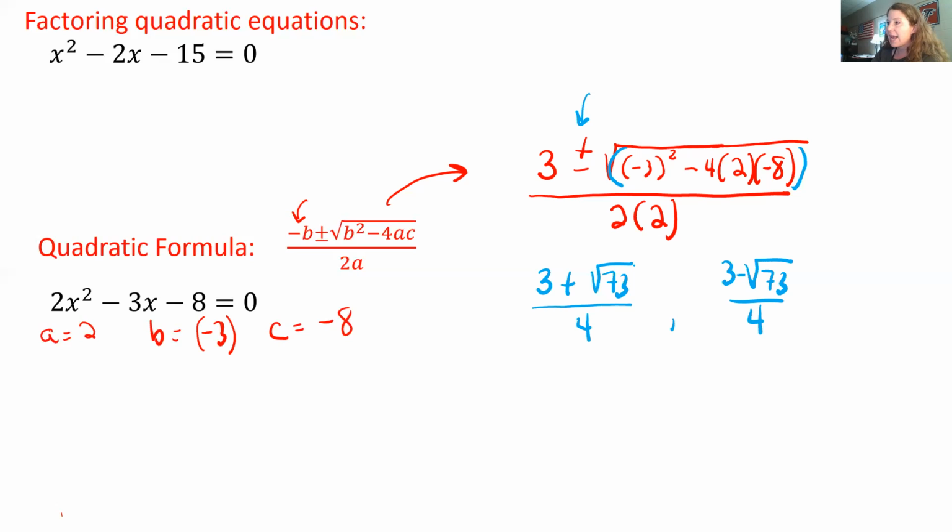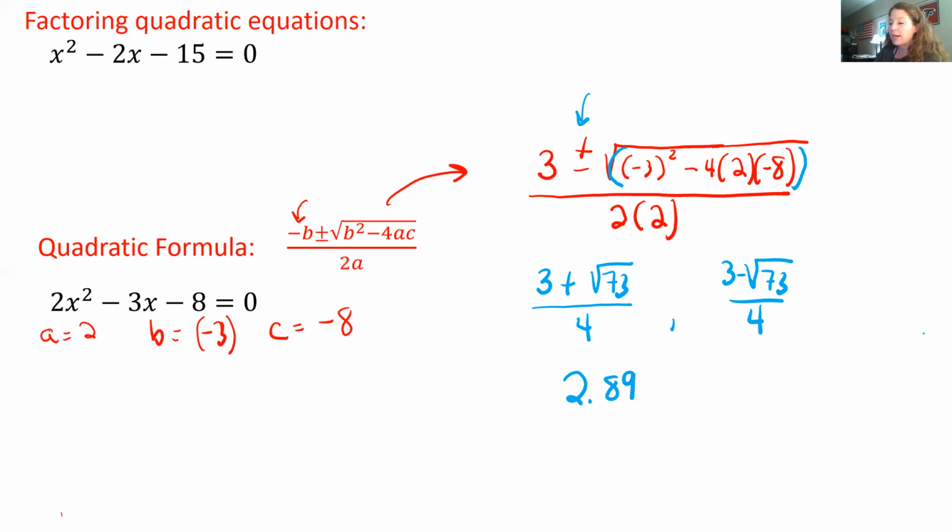So basically, if it asks you to approximate it, you're going to bring up your fraction button. You're going to type in 3 plus the square root of 73 over the number 4 equals, and I got 2.886. I'm going to write 2.89. And then in my calculator, I'm bringing up my fraction button. I'm typing in 3 minus the square root of 73 over 4.